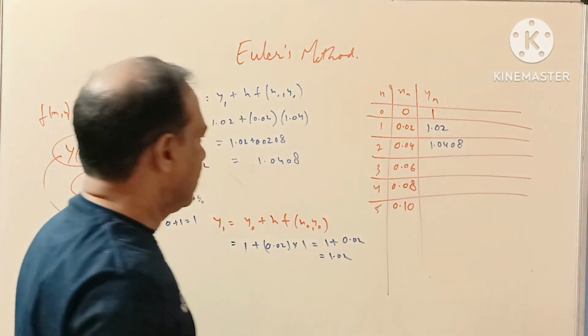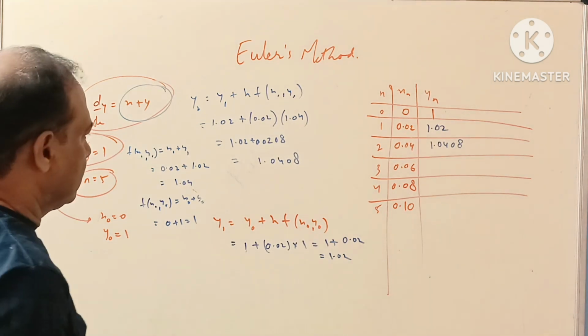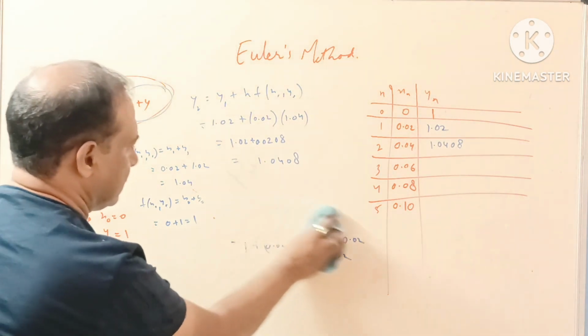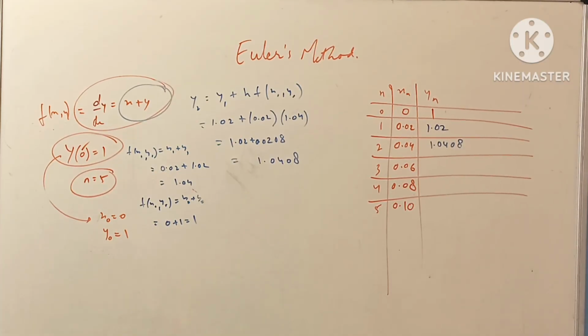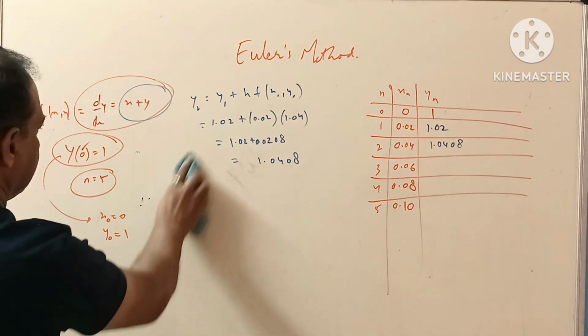0.0408. Okay, now let's go for the third one. Now students, we have to find out the value for y3. Just wait, I have to erase something which is not required now.